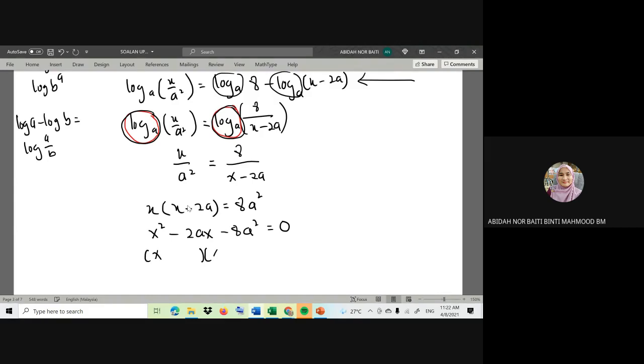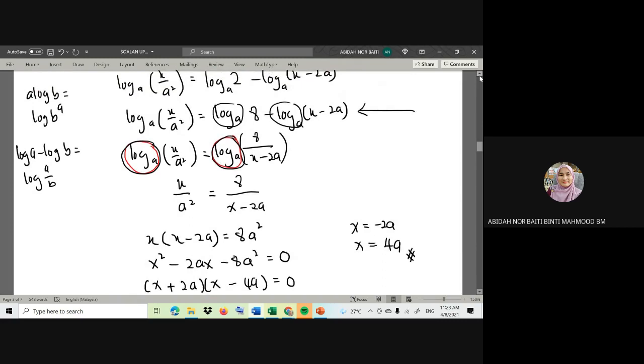Okay, letak apa ni? Factorize. Try to factorize. This is 2 times 4 kan. So negatif dekat siapa? Negatif dekat 4 ya. Okay, factorize. So your answer is, and then we compare with 0 ini. Therefore your x are minus 2a and 4a. Okay, after we factorize.